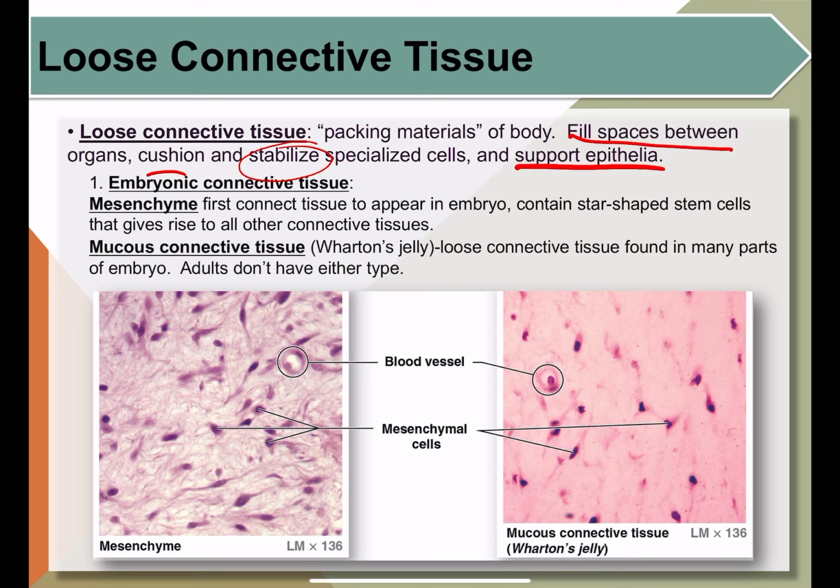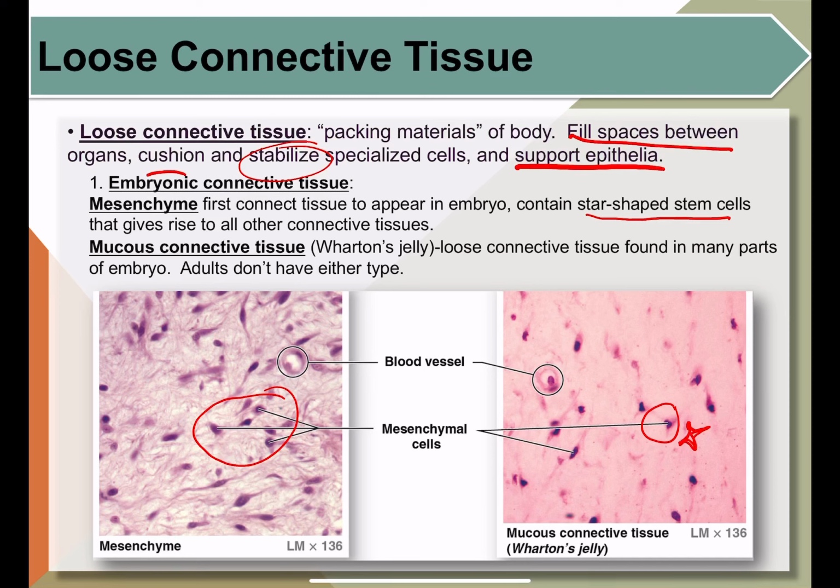Remember, we said that the mesenchymal cells are stem cells, so embryonic connective tissue has a lot of mesenchyme. Mesenchyme is one of the 2 types of cells within the embryonic connective tissue. They are stem cells that will give rise to all other connective tissue within the embryo. Usually they're star-shaped stem cells, so you see here or here, that is what star-shaped means.